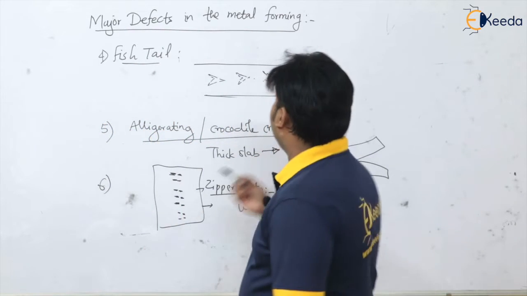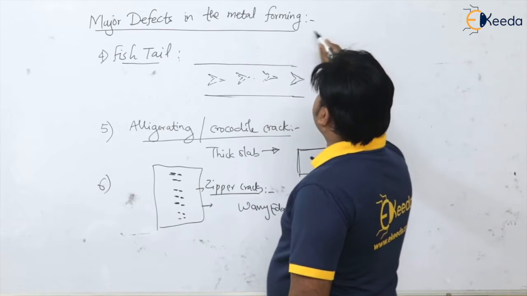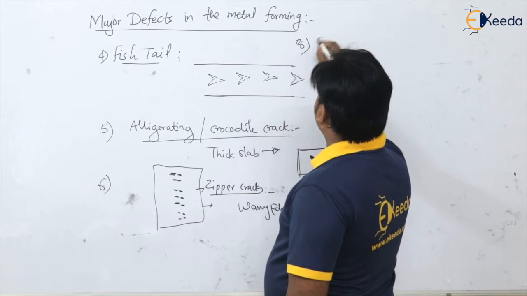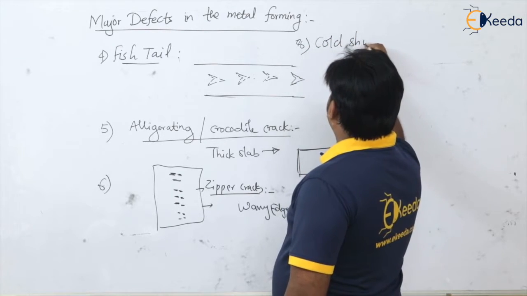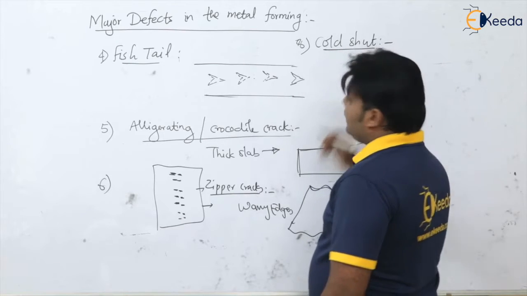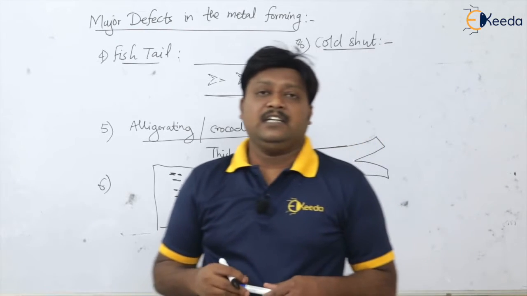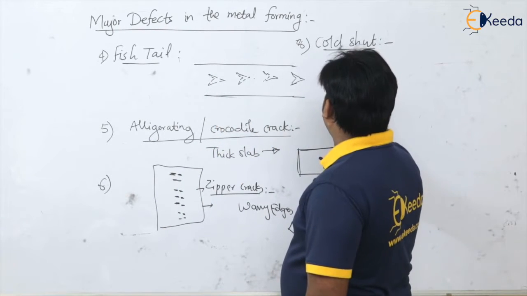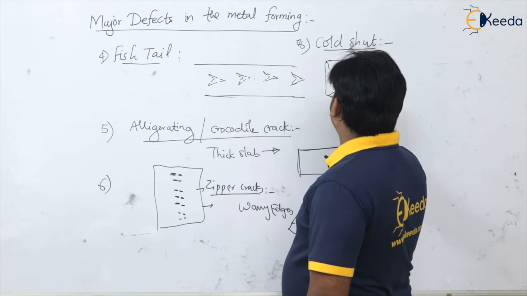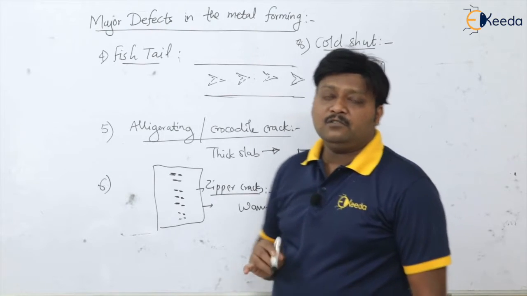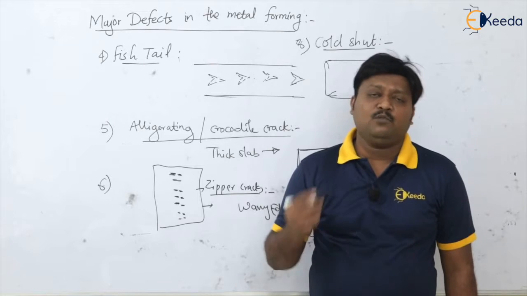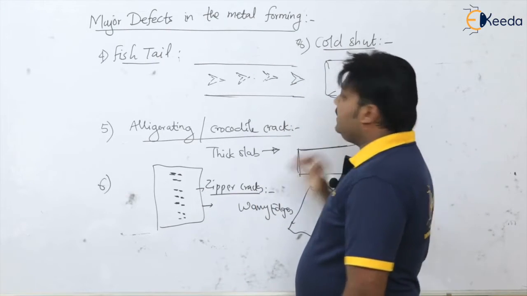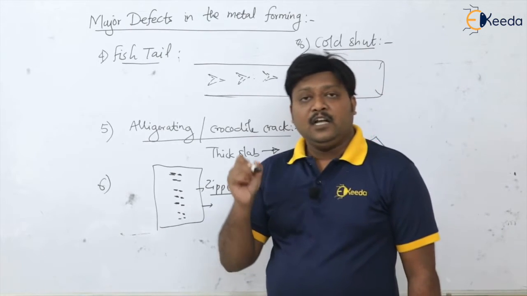Now if you talk about some important forging defects, we have first the defect called cold shut. So what is cold shut? These are nothing but the cracks which develop at the corners of the forged part. This is the cold shut. This is because of the improper design of the forging die. This is very important. This is because of the improper design of the forging dies.